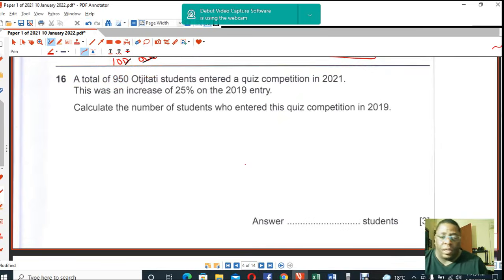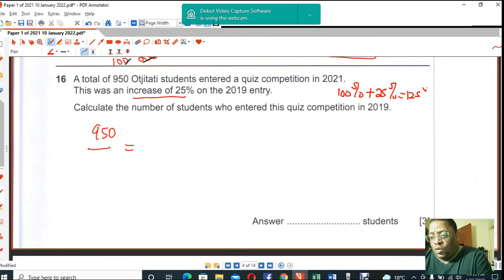Question 16. We have the number of students who entered the quiz competition some year in the past, and perhaps you should read this carefully if you don't realize that you're dealing with reverse percentages. There are a total of 950 students. They entered the quiz competition in 2021. This number, this 950, is an increase, and that is what I'm very much interested in. I'm going to have to do that first. So this represents an increase of 125% of whatever the entry was in 2019.